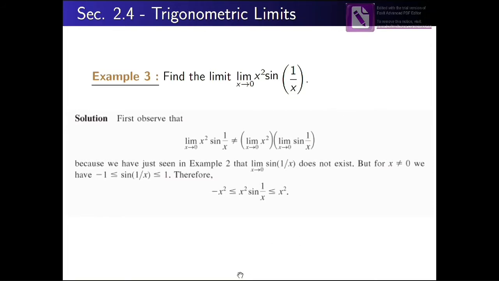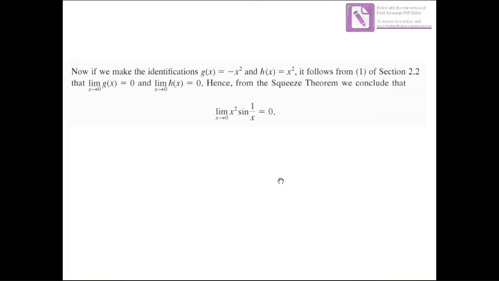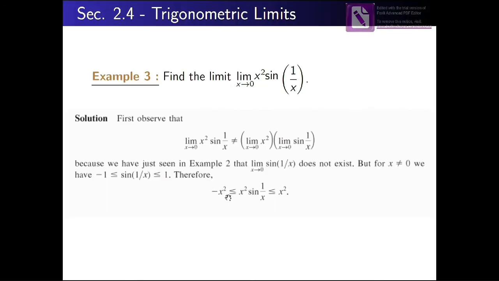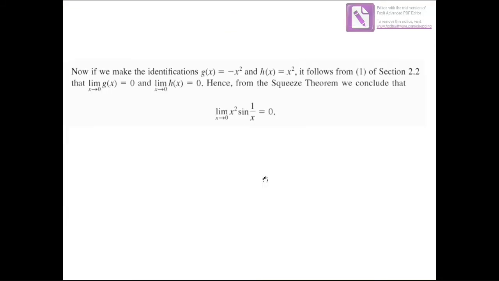So after writing our function as in the original question, we have x squared sine 1 over x is between minus x squared and x squared. We find the limit of minus x squared and the limit of x squared when x approaches 0. We find both of them equal to 0. So according to the squeeze theorem, we conclude the limit of x squared sine 1 over x when x approaches 0 is also equal to 0.